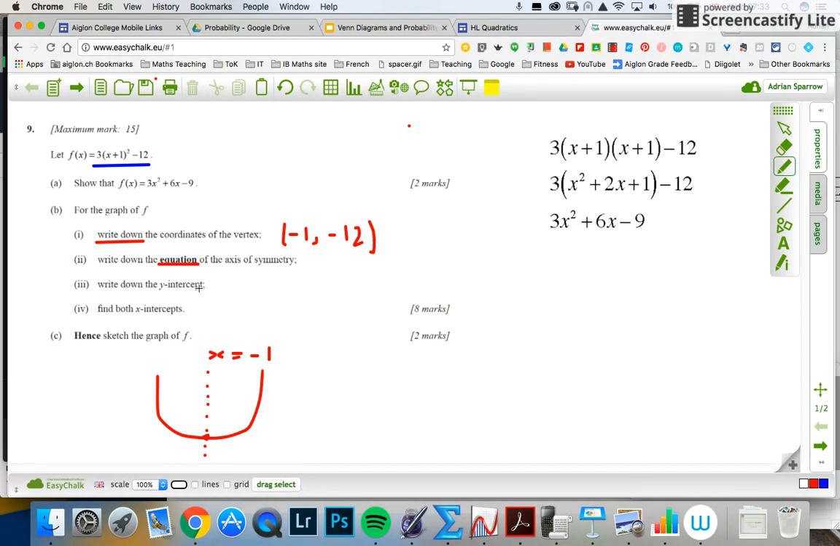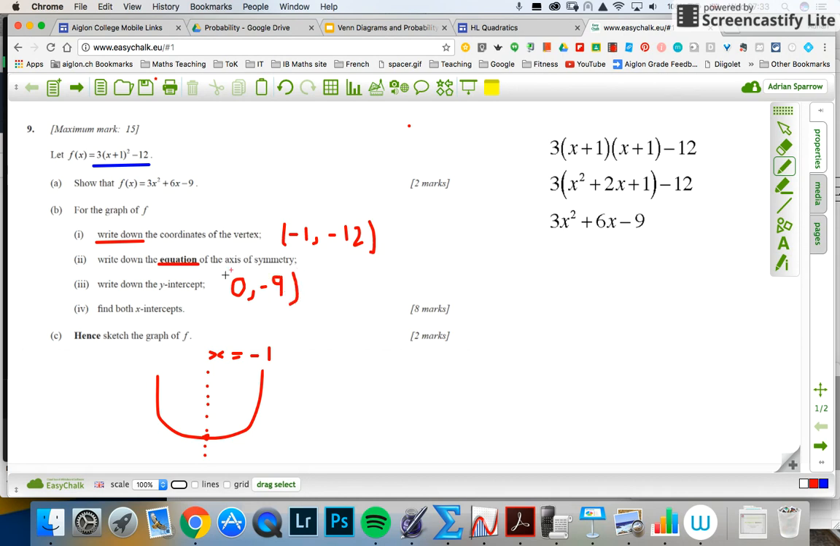Write down the y-intercept. Now the y-intercept happens where x equals 0. So I'm going to put 0 into here. So that's nothing, and I'm left with minus 9. So the exact coordinate is 0, minus 9, or y equals minus 9.